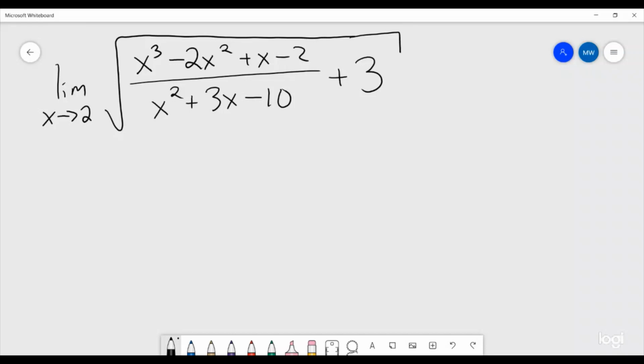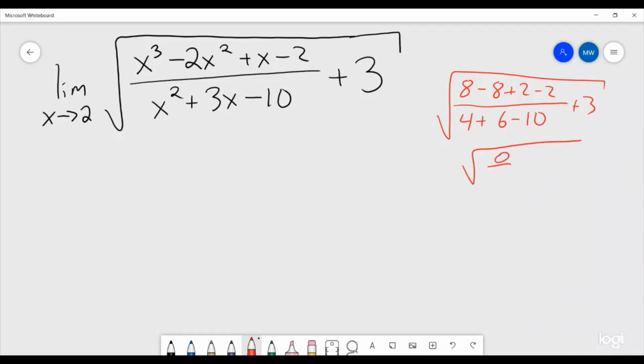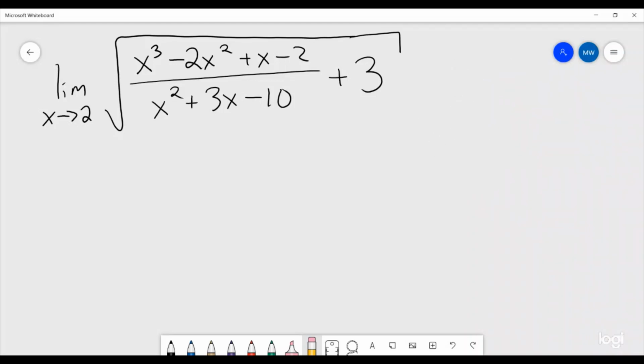Okay, so the first thing we would want to do is, if I just plug in 2, what happens? So plugging in 2, that means we'd have the square root of 8 minus 8 plus 2 minus 2 all over 4 plus 6 minus 10, plus 3. So this is the square root of 0 over 0 plus 3. Great. I can't do this. I can't plug it in and it works, which is a bummer, because otherwise we'd have our substitution rule and that would be all that we would need. But we're not that lucky.